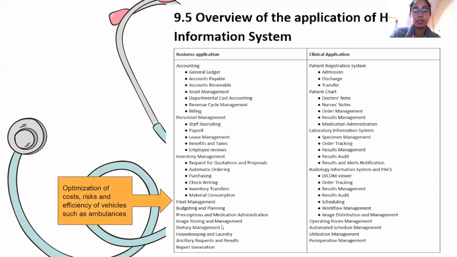This is fleet management. Fleet management is the management of vehicles in an organization. For example, the ambulances of the hospital, and they need to manage them. So we also have budgeting, planning, prescription, and medication administration. Class, some medications are actually locked, very limited, because they are very prone to abuse, like morphine and opioids. Then image storing and management, and dietary, class, the food in the dietary is managed.